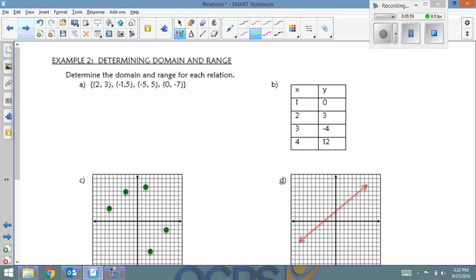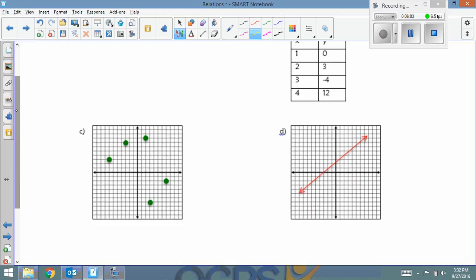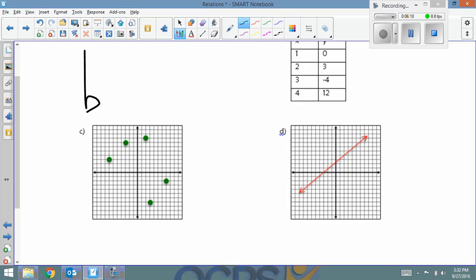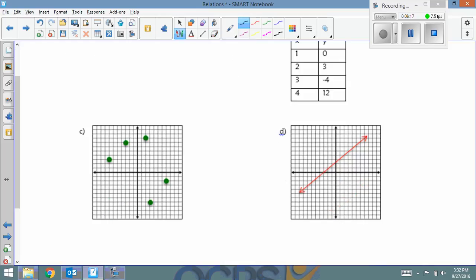Okay, the next thing we want to talk about is domain. Domain is a list of all your X values. But the thing about domain, you have to write everything, you have to order them from smallest to largest, and if you have repeating numbers, it only gets written once.